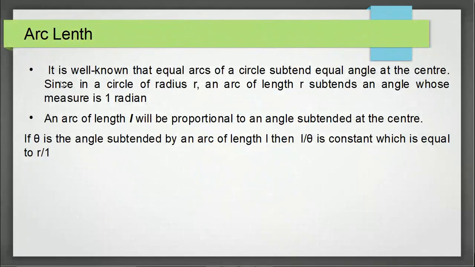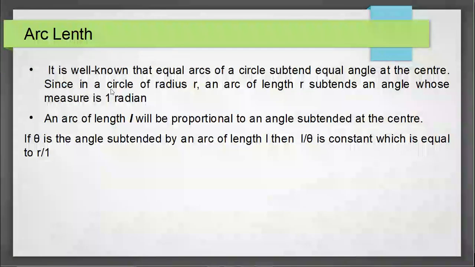And it is known that equal arcs of a circle subtend equal angle at the center. Means if you take any 2 points on the circle, and if the length of arc is same, then definitely the angle subtended at the center is also equal.